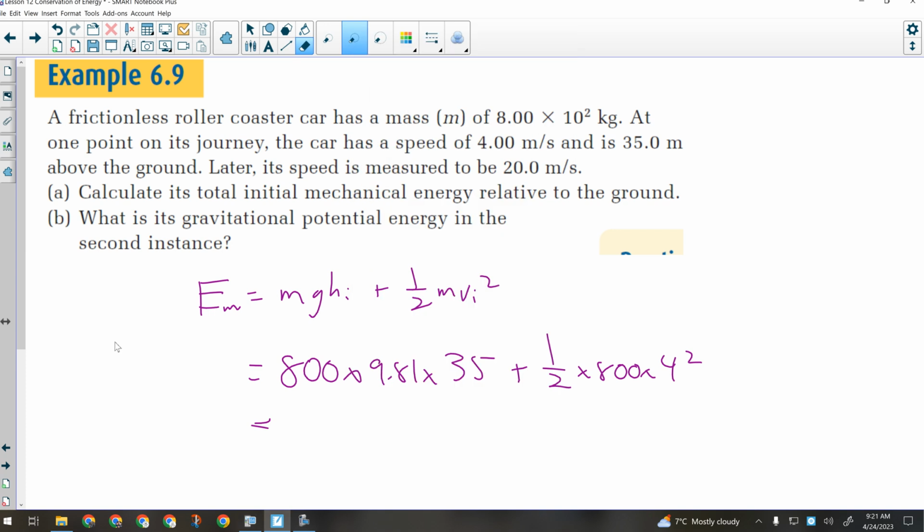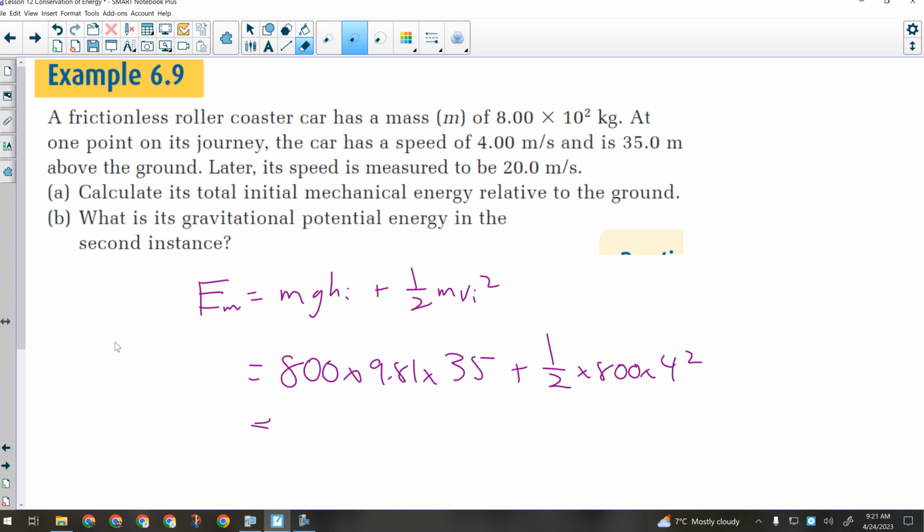Now, it says here: what is the gravitational potential energy in the second instance? Okay, do they tell me the height when it's moving at 20 meters per second? But with that 20 meters per second, can I calculate the kinetic energy? Yeah, and since I already know the mechanical energy, I just calculated it, can I get the potential using those two numbers instead? I can.